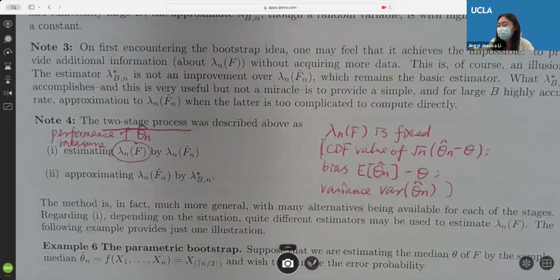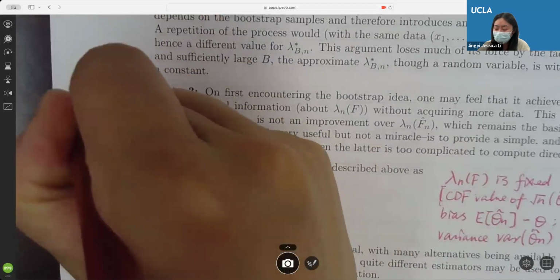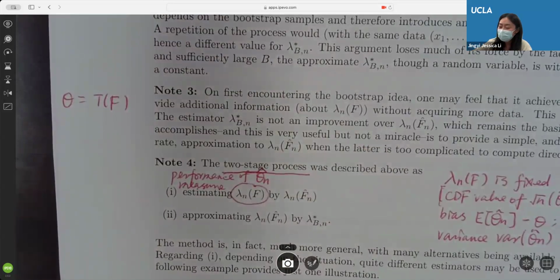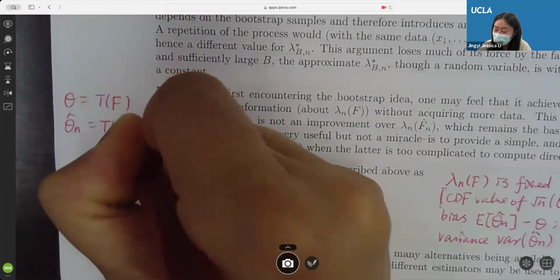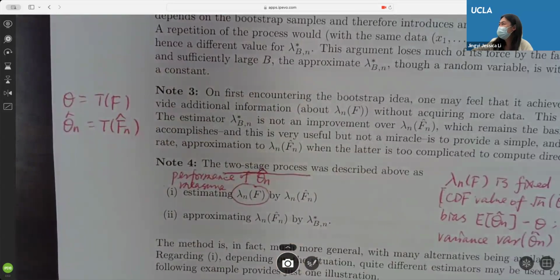Bootstrap leverages an idea which we described for the previous case as a general abstraction called statistical functional. That is, we consider the parameter theta as a functional of the true distribution F, and we consider theta hat n as a plug-in of this functional by replacing F with F n hat, the empirical CDF. So this is how we can derive an estimator in the general sense, by plug-in.